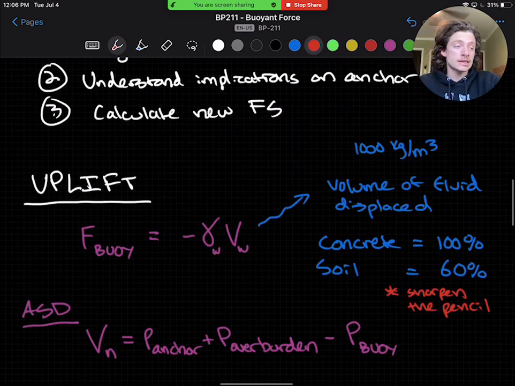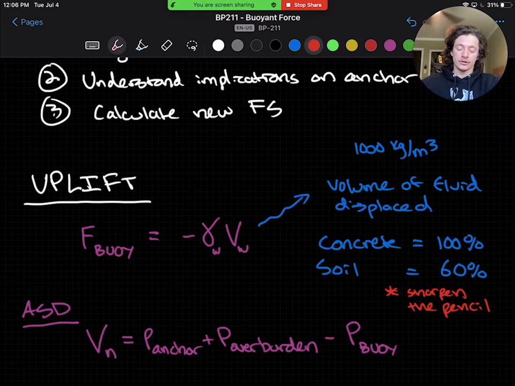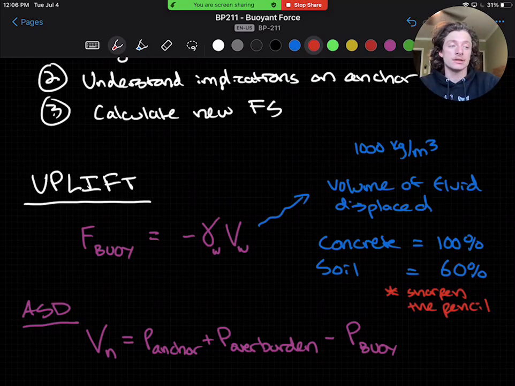Using allowable stress design, the buoyant forces simply can be subtracted from our force that is resisting uplift, our Vn. So we have our new Vn as our anchor weight plus our overburden weight, minus our buoyant force. And for analysis using LRFD, it should be applied with the appropriate load factor and combination.